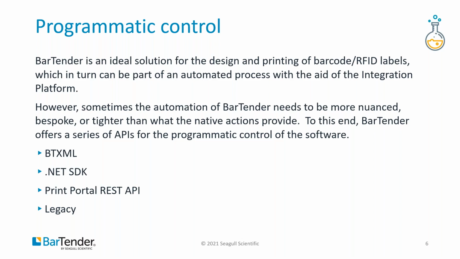And therefore, to this end, BarTender offers a series of APIs that allow for more precise, more interactive programmatic control of the software. As previously noted, this includes BTXML, the .NET SDK, and I'll explain what the difference is between the SDK and an API, Print Portal, the REST API, and various legacy options that you may still wish to make use of.